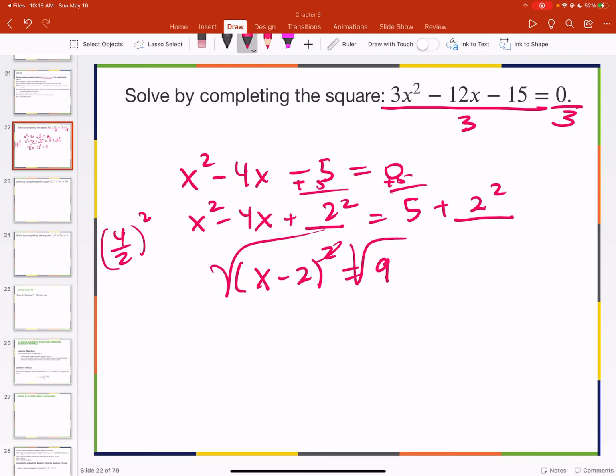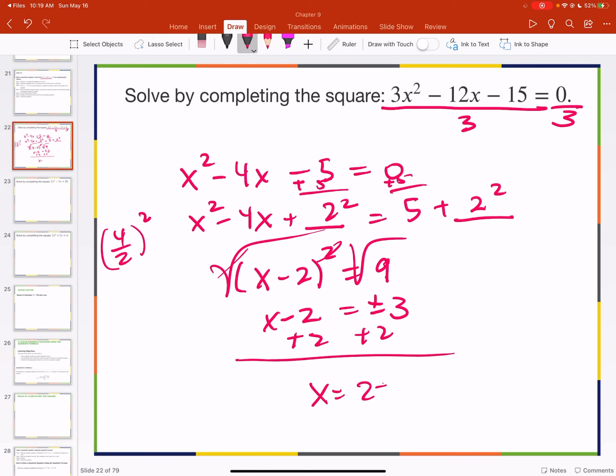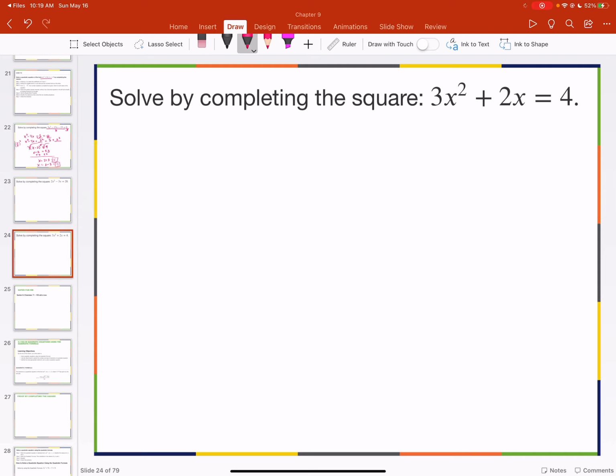Take the square root. X minus 2 is equal to plus or minus 3. Add 2. X is equal to 2 plus 3, which is 5. X is equal to 2 minus 3, which is negative 1. So there you go. All right. So we'll do one more with the fraction.